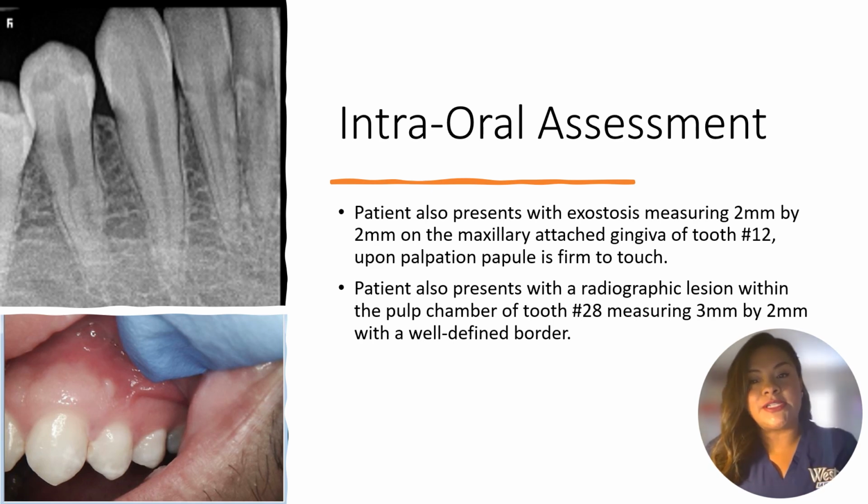And he also presented with exostosis measuring 2 millimeters by 2 millimeters on the maxillary attached gingiva of tooth number 12. Upon palpation, papule is firm to touch with no pain. Patient also presented with the radiographic lesion within the pulp chamber of tooth number 28, measuring 3 millimeters by 2 millimeters with a well-defined border.